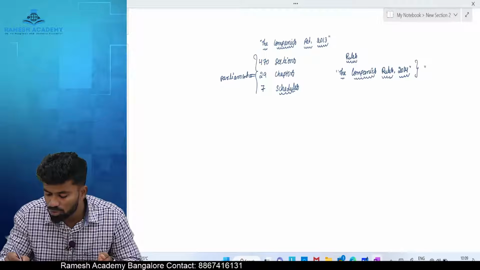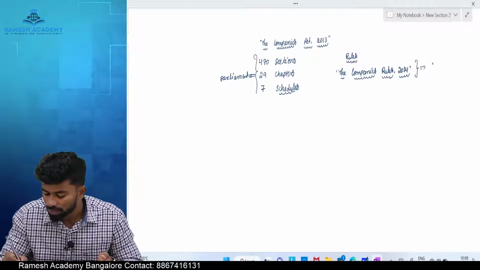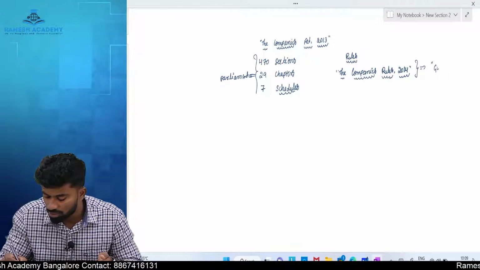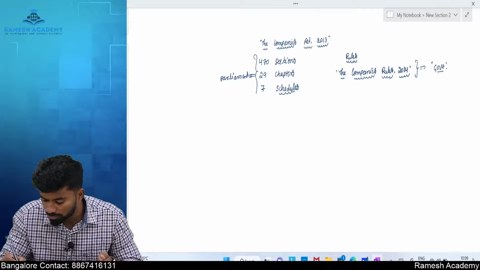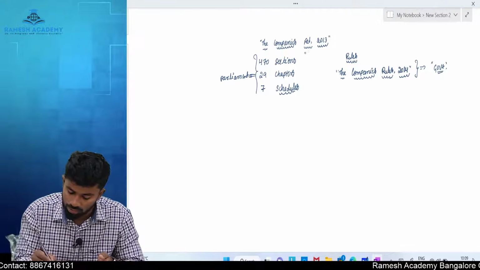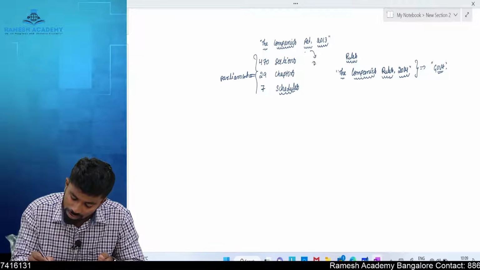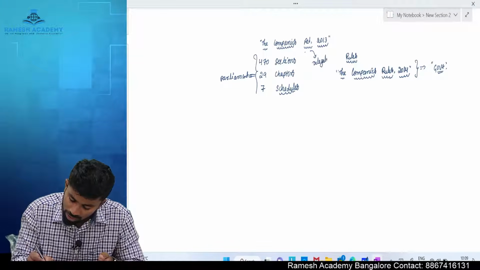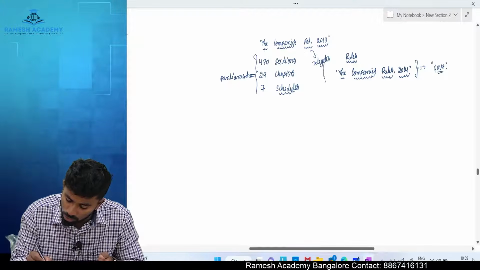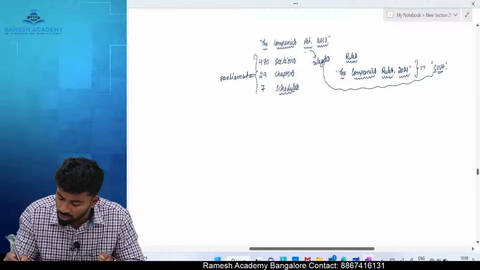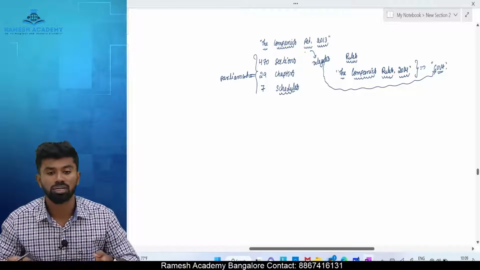These rules are made by the executive. Who is the executive? Nothing but the government. So this law, the Companies Act, delegates the power. What do you mean by delegates? Provides the powers to whom? To the government to make the rules. That is called the Companies Rules 2014.